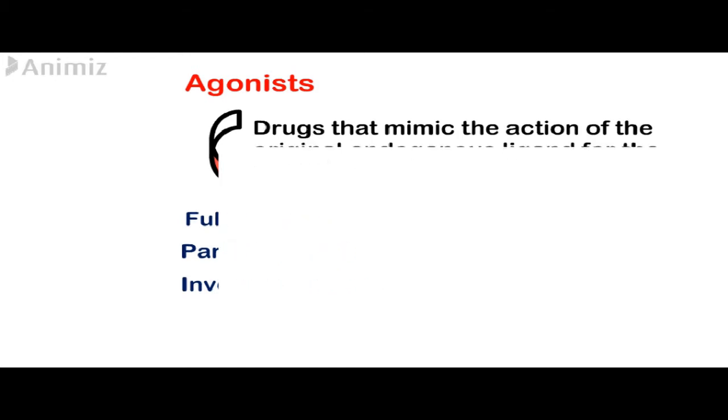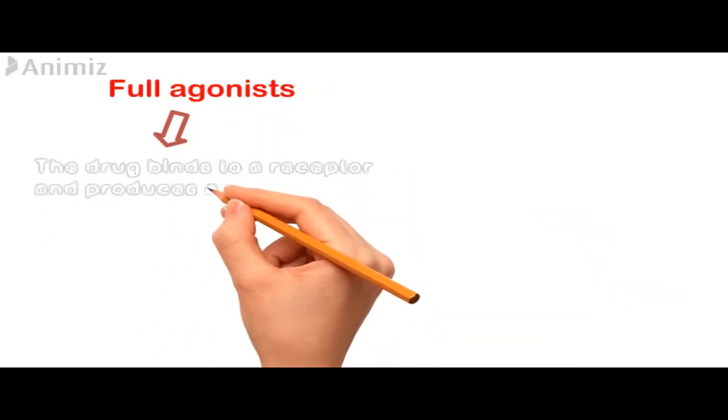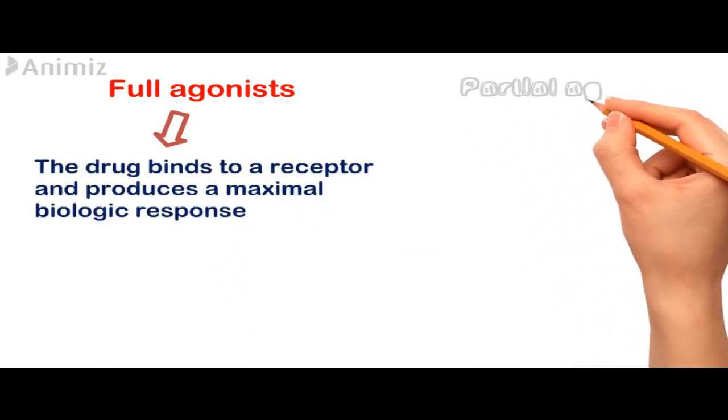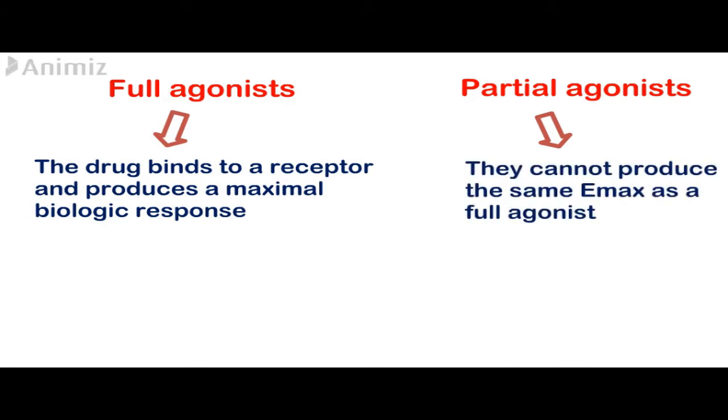So if we start with the full agonist, when the drug binds to the receptor, it will produce a maximal biological response because the drug will be stabilizing the receptor in its active state. They are said to have an intrinsic activity of 1. While partial agonists activate the receptor, but as their name suggests, they only have partial efficacy. They cannot produce the same Emax as full agonists. So their intrinsic activity is greater than 0 but less than 1.